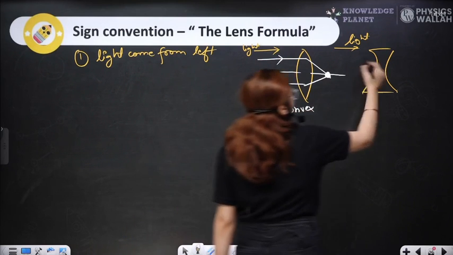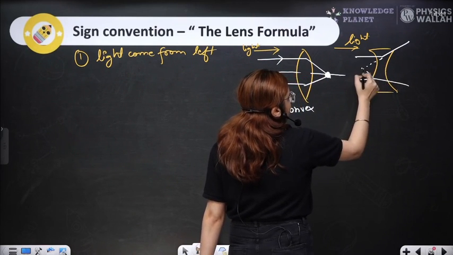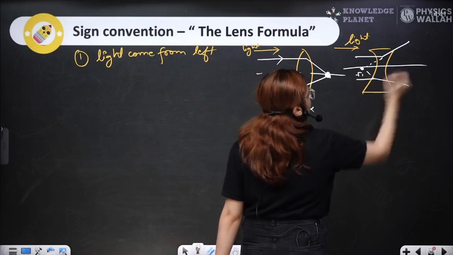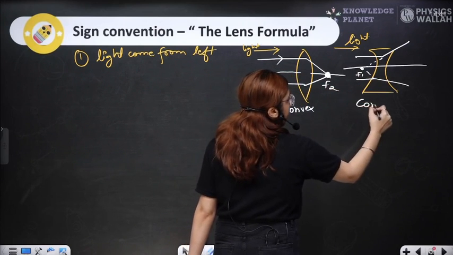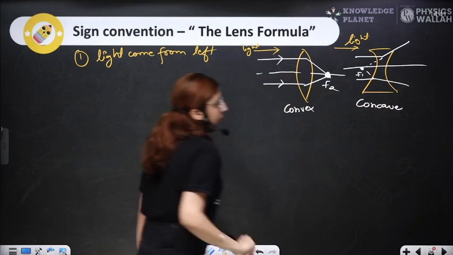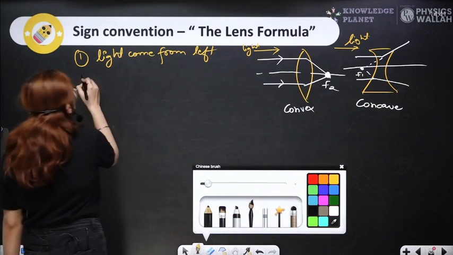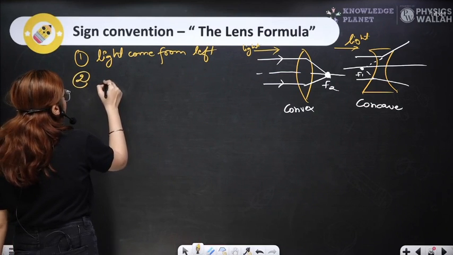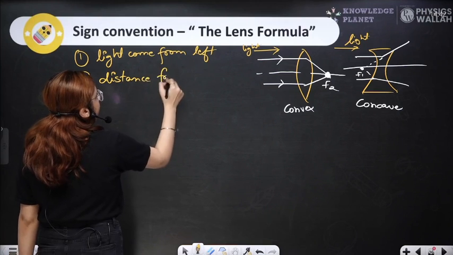In concave, light rays diverge. They appear to pass at focus 1. Okay, this is your focus 2. Yeah? Now, second one is the same over here. You will always measure the distance from optical center. Distance from optical center.